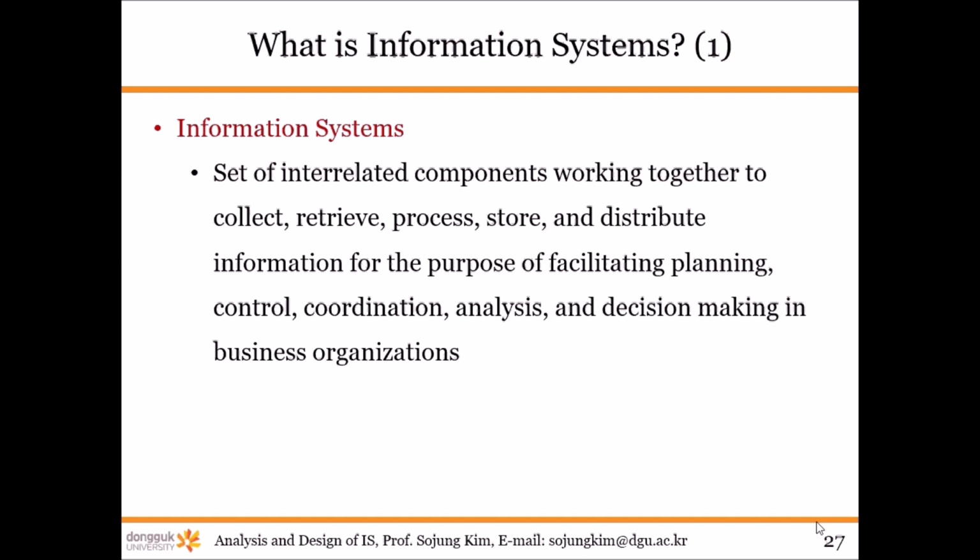Alrighty, so let's talk about information systems. Although we already mentioned the IS so far, let's define the information systems. It is a set of interrelated components working together to collect, retrieve, process, store, and distribute information for the purpose of facilitating planning, control, coordination, analysis, and decision making in business organizations. Wow, lengthy definition. Anyway, an information system is complex and complicated, right? That's what it's saying, right?